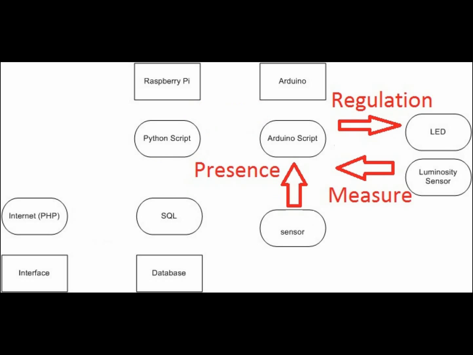In the other way, the Arduino receives the states of the sensors and uses them to regulate the light intensity. This operation is done by comparing these states with the settings sent by the user. These states are also sent to the Raspberry Pi database to be displayed on the website.